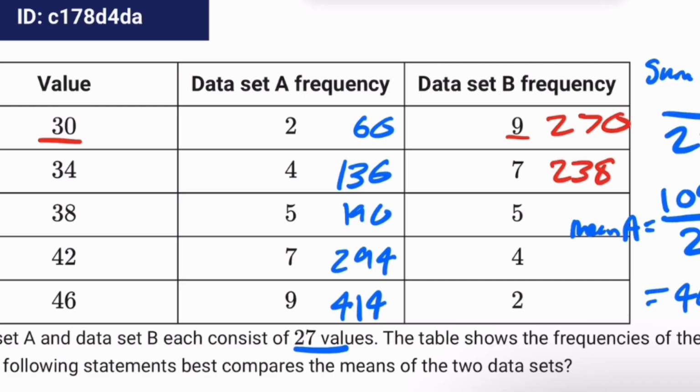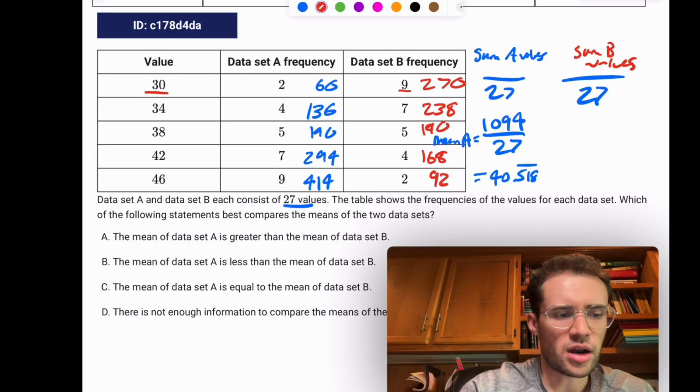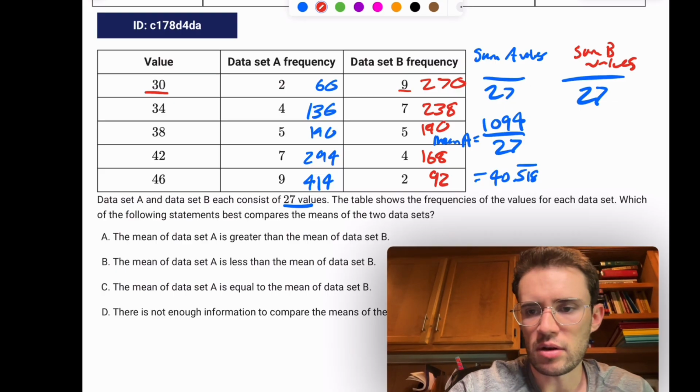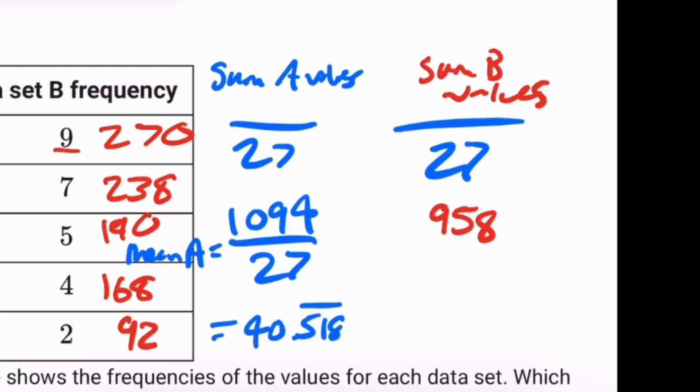And we've got 5 times 38, which is 190. Then we've got 4 times 42, which is 168. Could have done that one probably without a calculator. And then 46 times 2 is 92. Add all these up: 92 plus 168 plus 190 plus 238 plus 270 is 958. So we have 958 for the sum of the values in B.